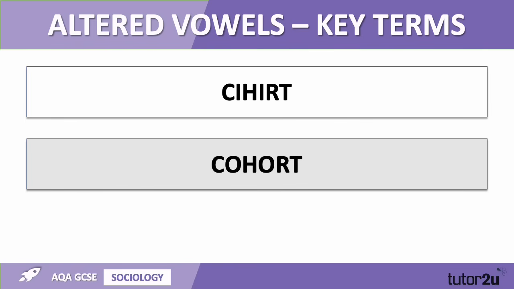So those born in the same cohort may have a shared experience of historical events, such as the introduction of comprehensive schools or the introduction of the birth control pill. These sorts of things would have an impact on families, particularly the introduction of the pill, which obviously helps with family planning.